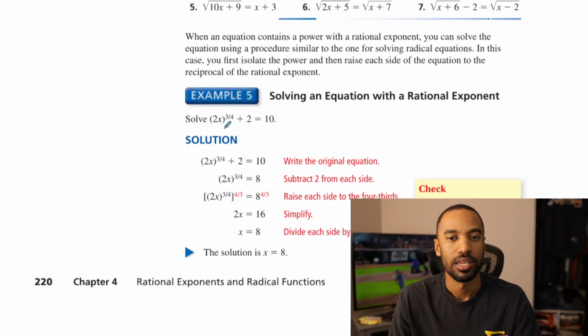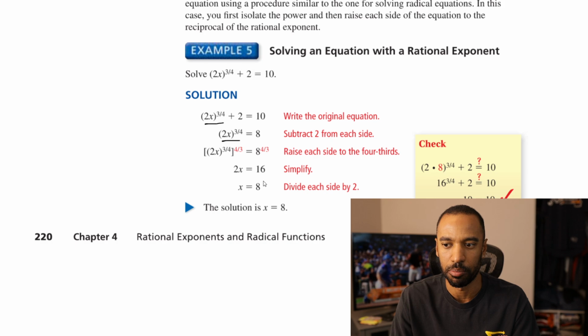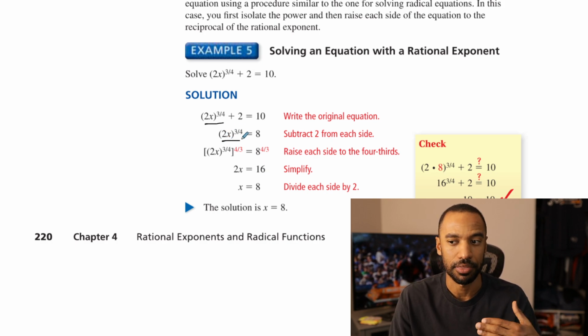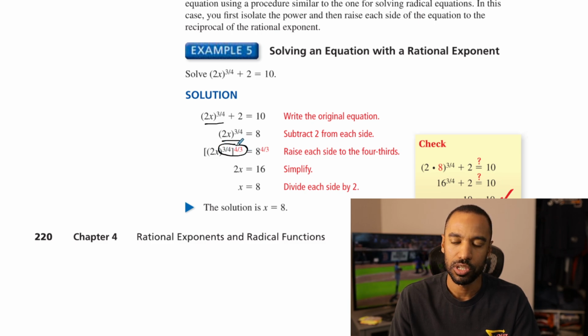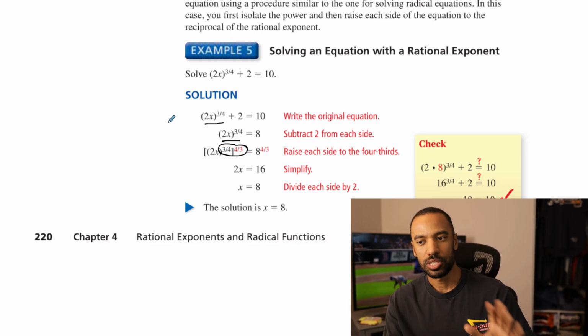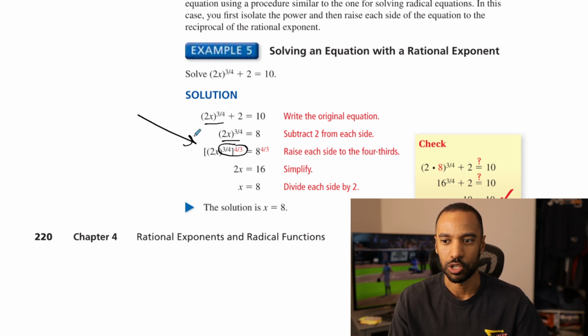Let's solve this thing. Same first step, get this thing by itself. So turn that into this by subtracting 2 from both sides. Now, we have to cancel out this 3/4 exponent. We'll raise it to the 4/3 power. Why do we raise it to the 4/3 power? Well, we can see it in a couple ways. We can see it in what this actual property is.